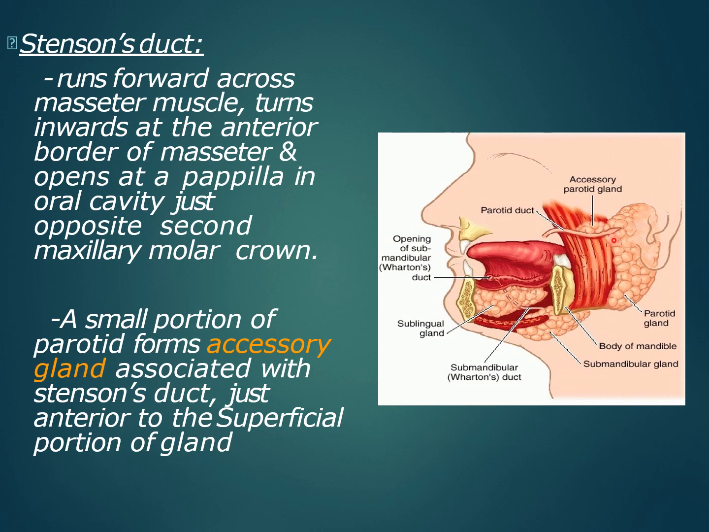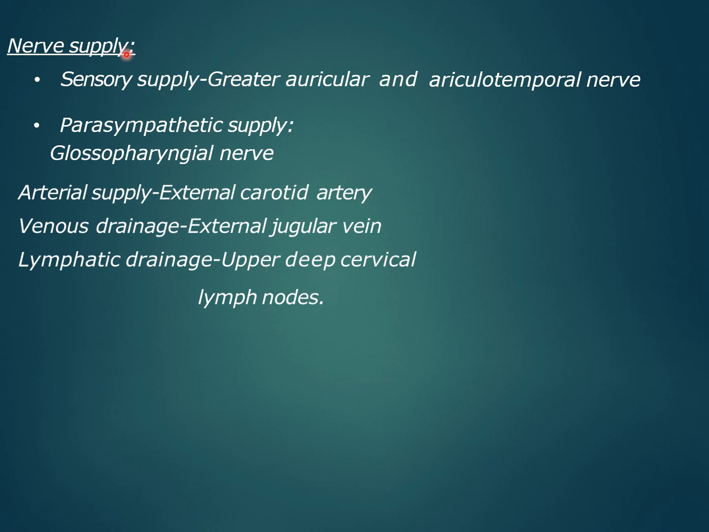It is seen in front of the external ear, the superficial portion. This is the superficial portion of the parotid gland. This is the external ear. So it is associated with the parotid duct in the superficial portion of the main parotid gland. For the nerve supply, the sensory innervation comes from the greater auricular and auriculotemporal nerves. The parasympathetic supply is from the glossopharyngeal nerve. Arterial supply, external carotid artery; venous drainage, external jugular vein; lymphatic drainage into upper deep cervical lymph nodes.